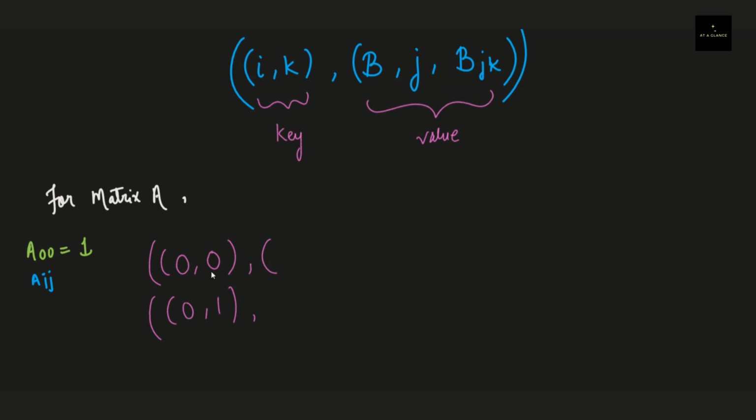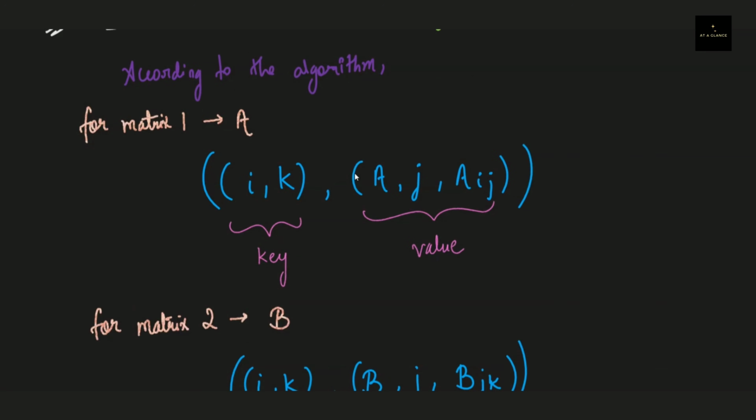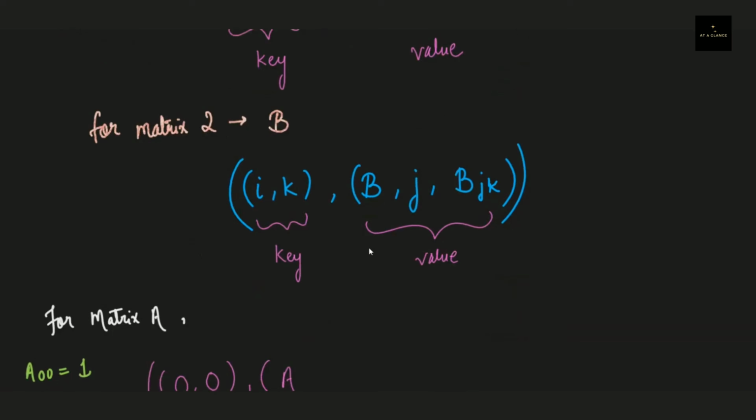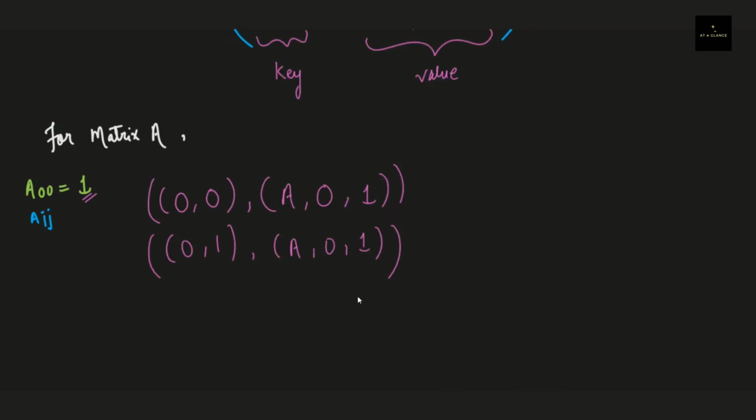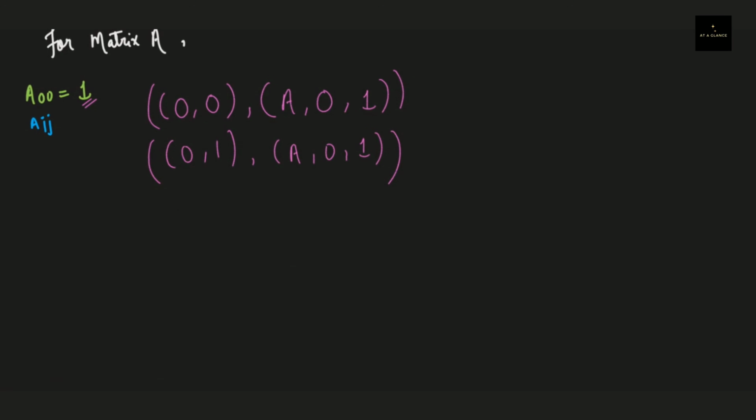So in the first case, we have written i comma k as 0 comma 0, and now it's time to write the value part. Since our matrix is A, we write A, comma, now j in this case is 0. Hence we will write j as 0, and the third part of the value is the value present at that index, which is 1. Similarly, we will write for the key 0 comma 1, which will be the same as the key 0 comma 0. I hope this part of writing the key value pair of that element is clear.